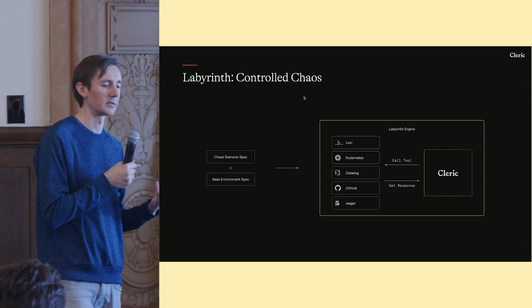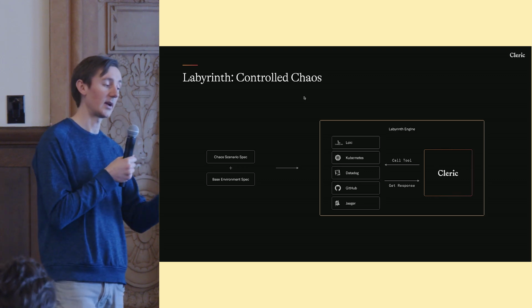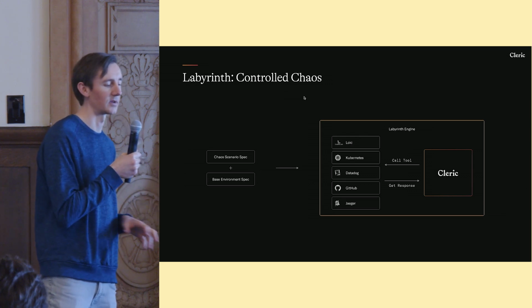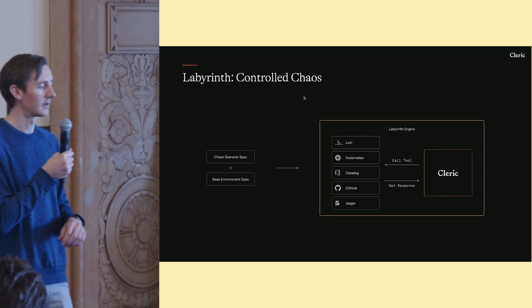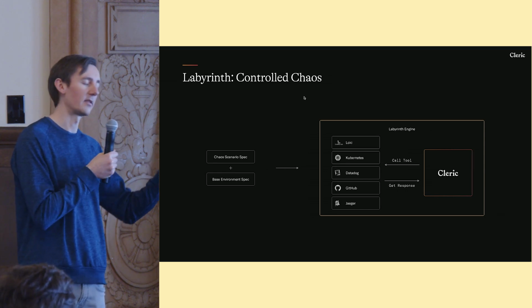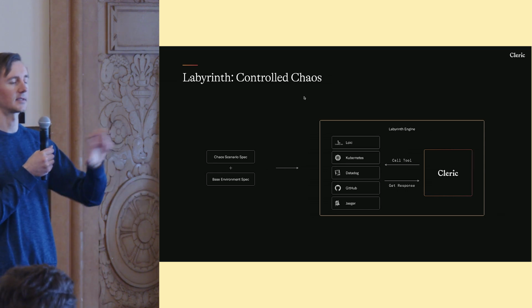So how this works is we have a base spec that we define, and this is a world, and we can have multiple of those, but currently we only have one primary one. And we have these chaos variants that we apply to that. And together we deploy that into the engine. And so that sets up the infrastructure.